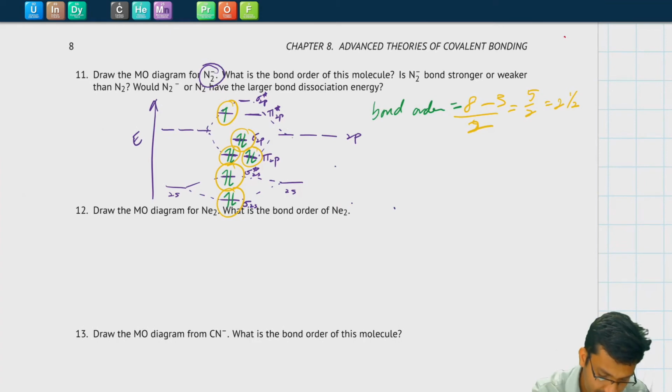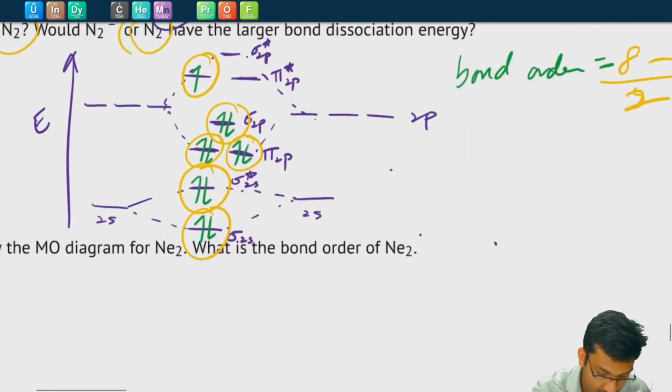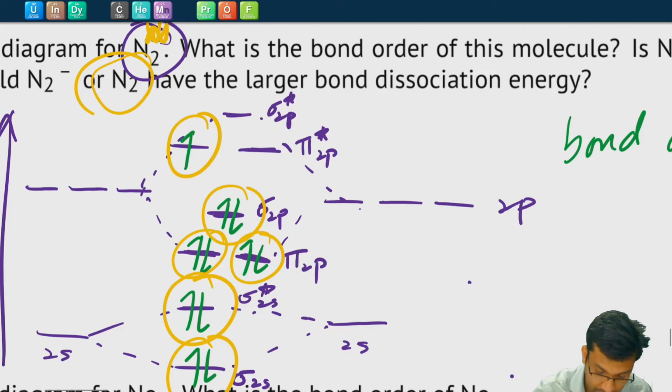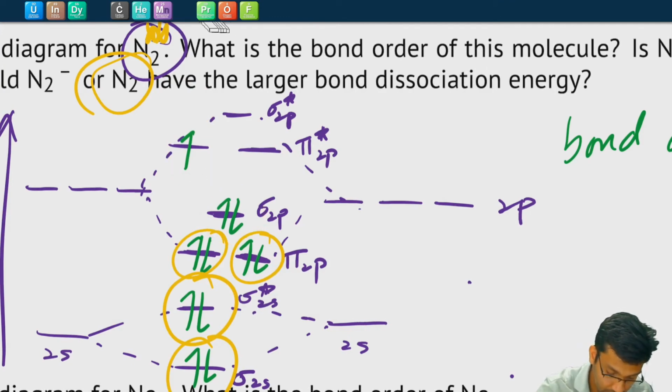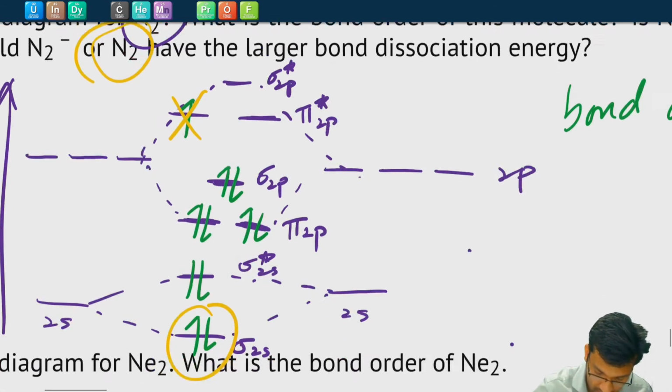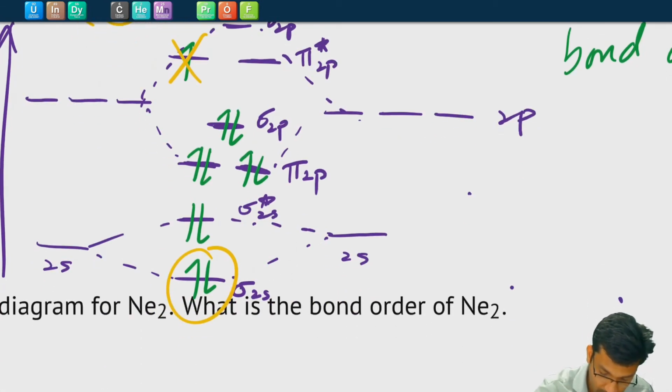Alright, well, they're asking us to compare this to N2, right? Would it have a stronger or weaker bond than N2? So if it was just N2, it would have one fewer electron, right? So it basically wouldn't have this electron on top. It wouldn't have that electron. Let's erase some of these to make it look cleaner. There we go. And that one.